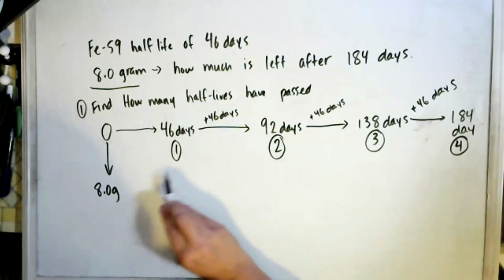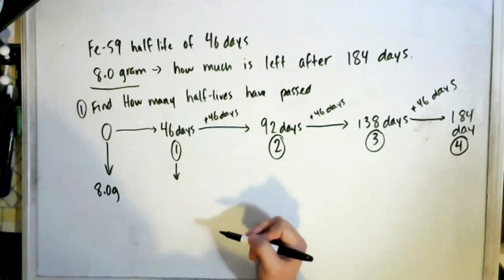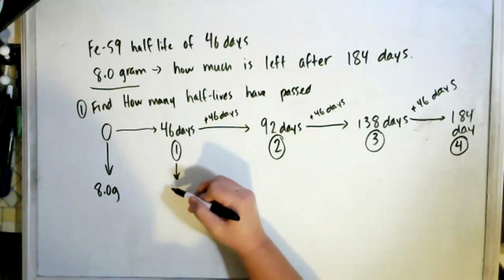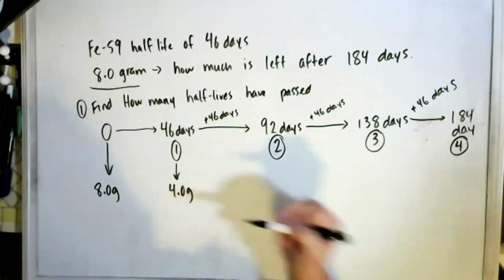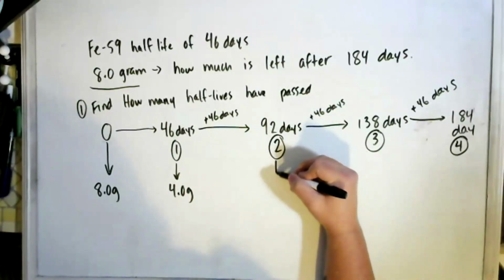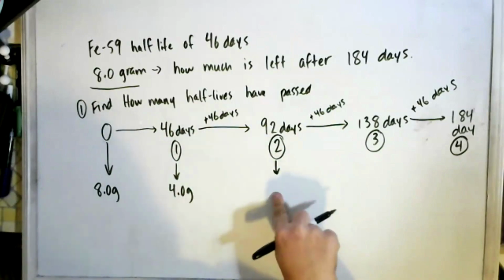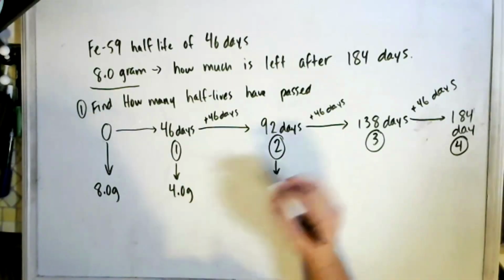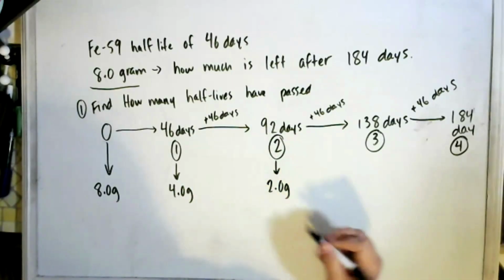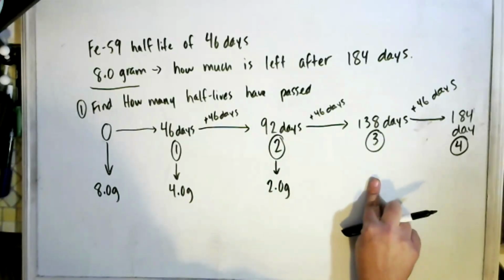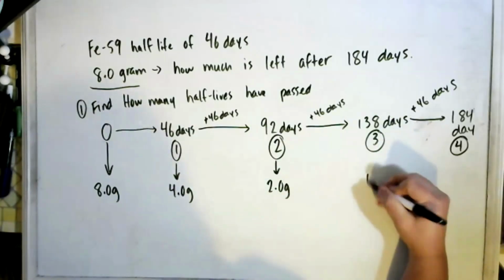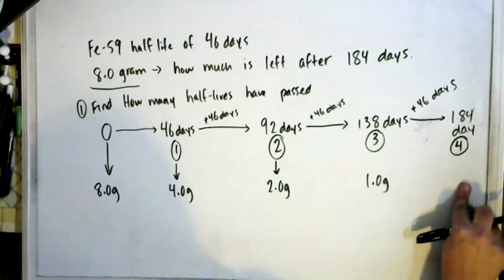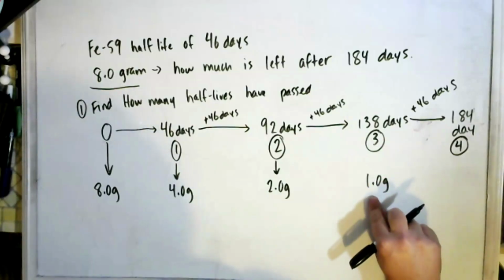All right. And after our first half-life happens, we're only going to have 50% of that left. We're going to have half of it left. So at our first half-life, we're going to have 4 grams left. After 46 more days goes by and we reach our second half-life, we're only going to have half of this left, half of our 4 grams left. Another 46 days goes by and we're going to lose half of this. So now we're going to have 1 gram left. Another 46 days goes by, and at our next half-life, we're going to have half of this left.